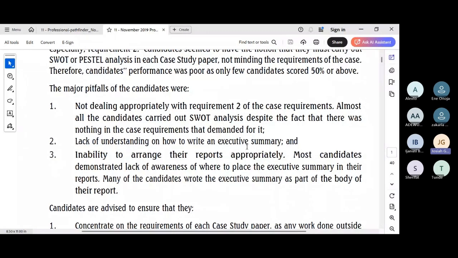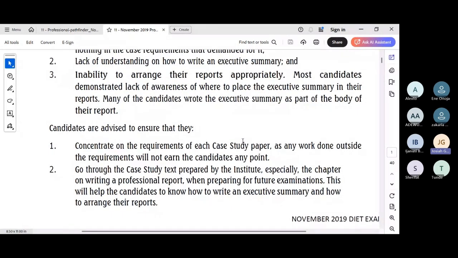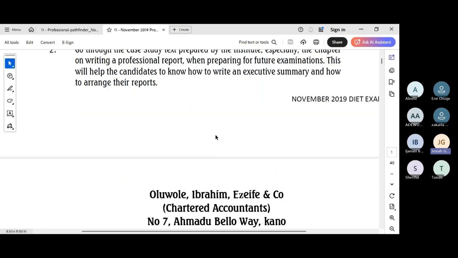So candidates are advised, number 1, to concentrate on the requirements of each case study paper, as any work done outside the requirements will not earn the candidates any mark. And number 2, go through the case study text prepared by the institute, and especially the chapter on writing a professional report. That is chapter 8, very key. We'll be coming to that when preparing for the future exams. This will help candidates to know how to write an executive summary and how to arrange their reports.